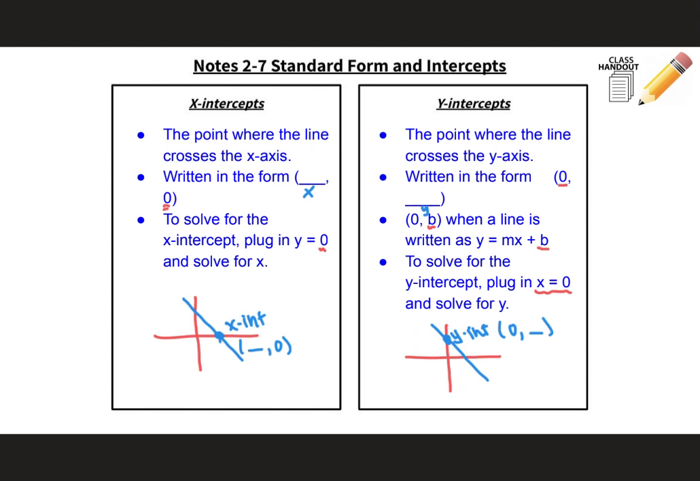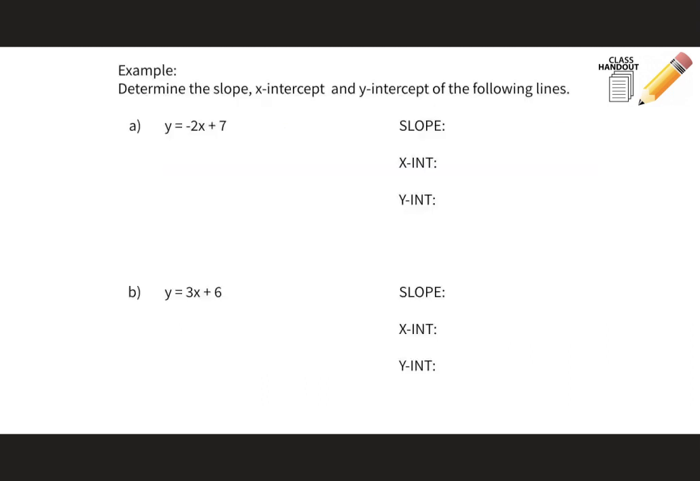All right, let's take a look at a couple examples where our equation is written in slope-intercept form. We're going to identify the slope, x-intercept, and y-intercept. Since it's written in y equals mx plus b, slope-intercept form, we know that the number in front of x is going to be my slope, and the constant term is going to be my y-intercept.